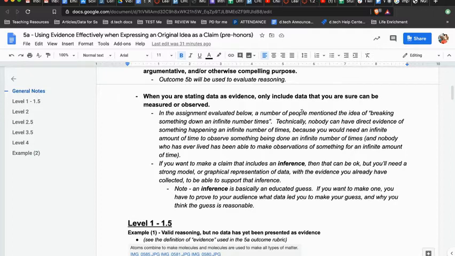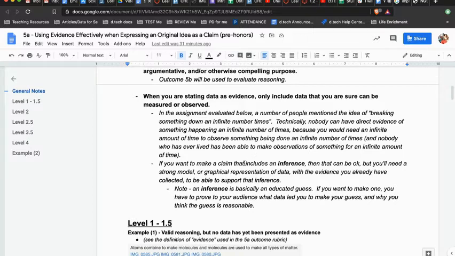The general idea is that technically nobody can have direct evidence of something happening an infinite number of times, because you would need an infinite amount of time to observe something being done an infinite number of times. And no one who has ever lived, not you or me, has been able to make observations of something for an infinite amount of time. So through logic, it's not possible to have evidence of something happening an infinite number of times.